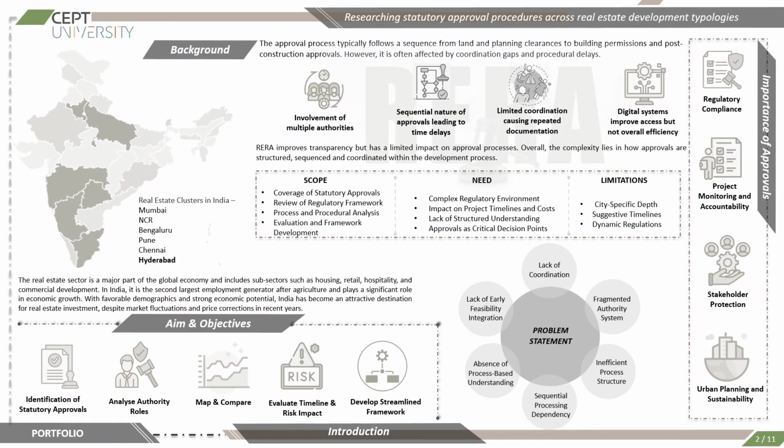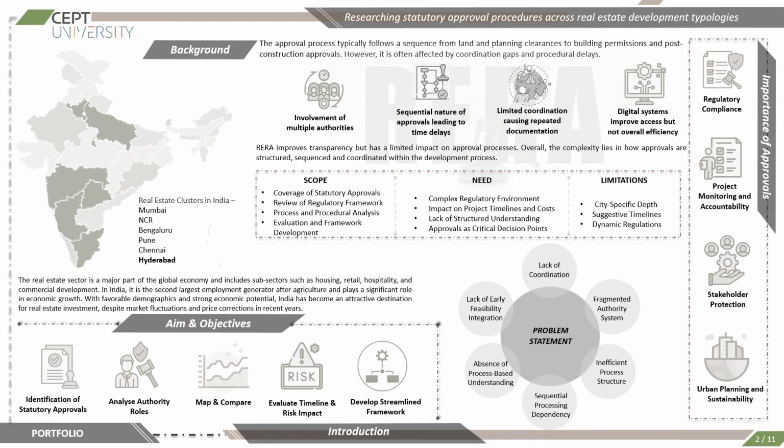Approvals are essential for ensuring regulatory compliance, project monitoring, stakeholder protection, and sustainable urban development. They act as critical checkpoints that determine whether a project is legally and technically feasible. The research identifies several major issues within the current approvals ecosystem, including fragmented authority systems, inefficient process structures, lack of coordination, sequential dependency of approvals, absence of process based understanding, and lack of early feasibility integration.